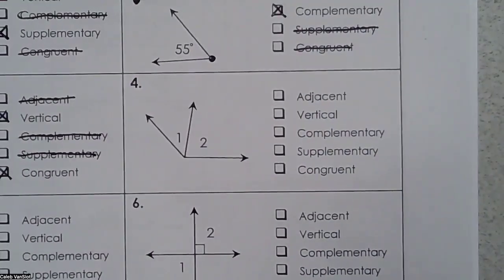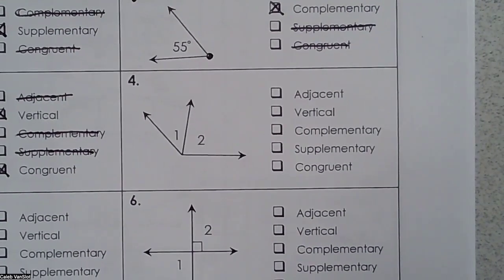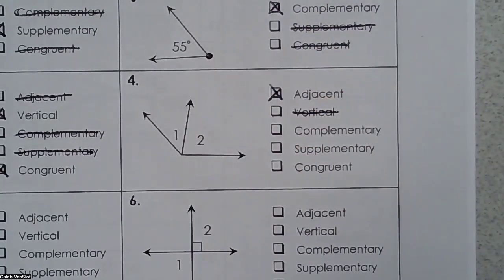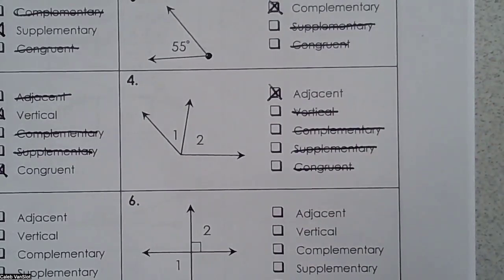Okay, number 4. How would we classify this? Yep, adjacent. That means they can't be vertical. Do we know what they add up to? No. Are they the same? No. So they're just adjacent angles.